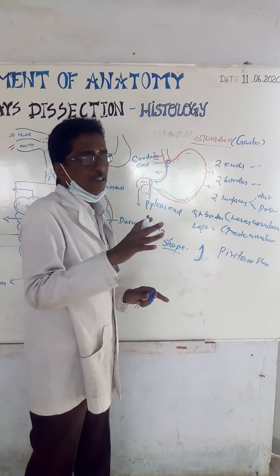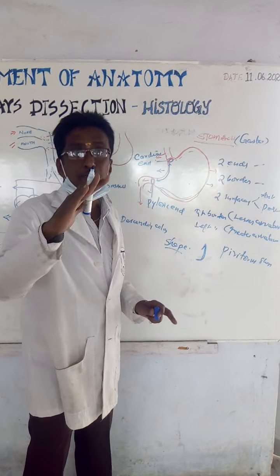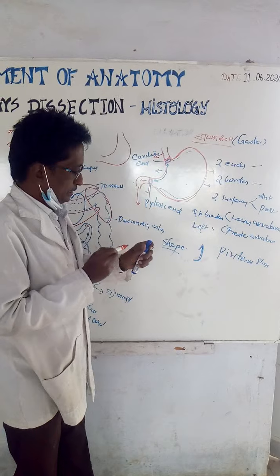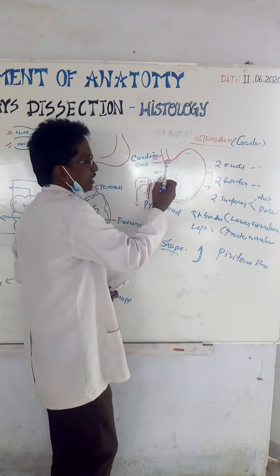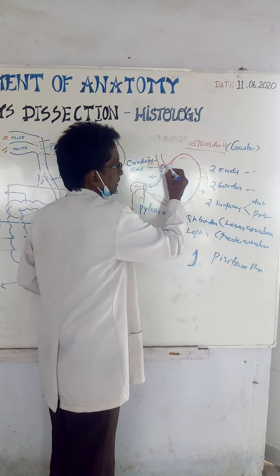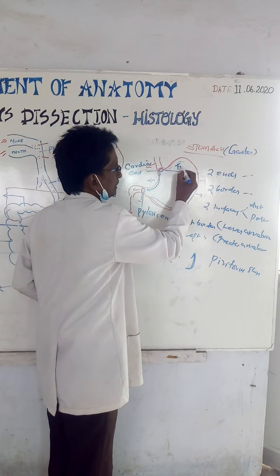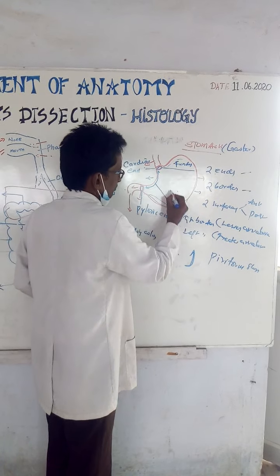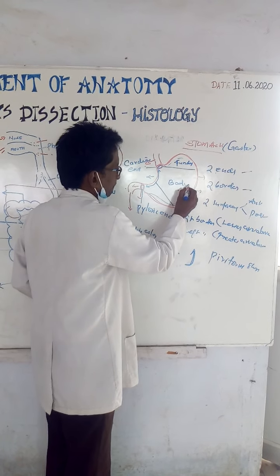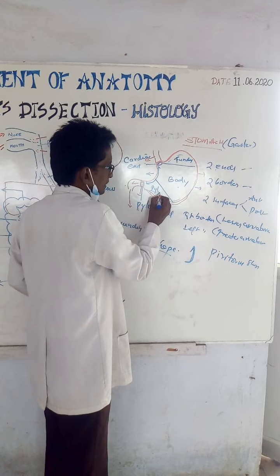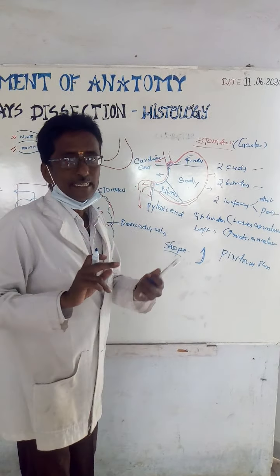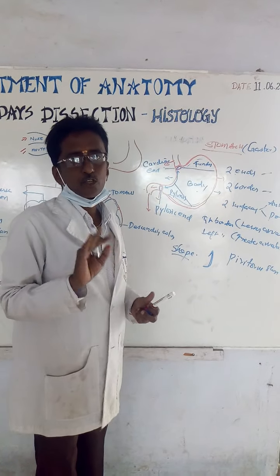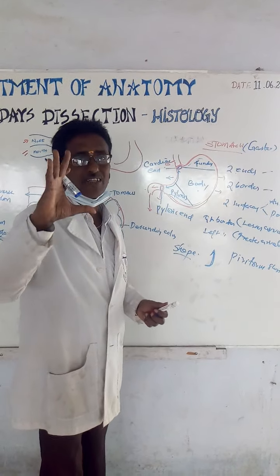Apart from this, we are going to discuss the subdivisions of the stomach. What are the subdivisions? The stomach consists of three parts: fundus, body, pylorus. These are the three parts of the stomach. This is nothing but the subdivision of the stomach.